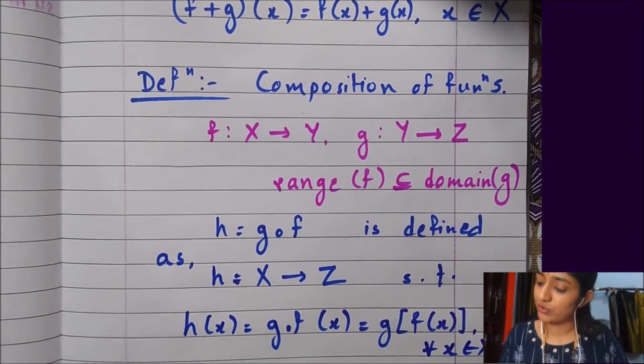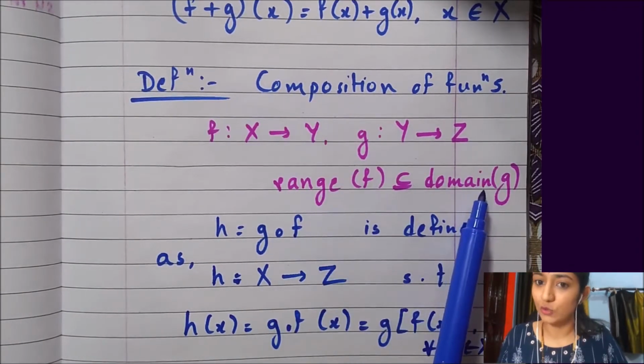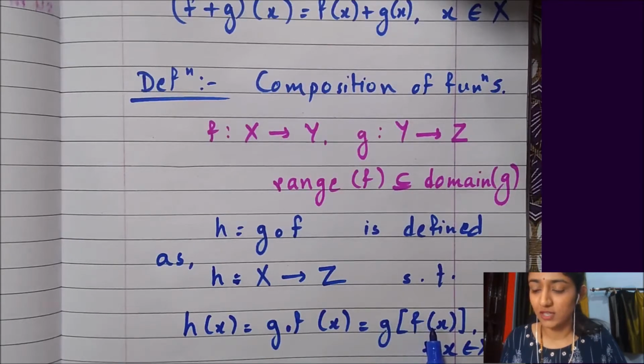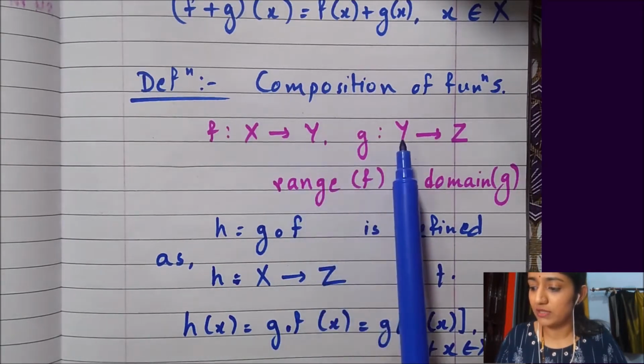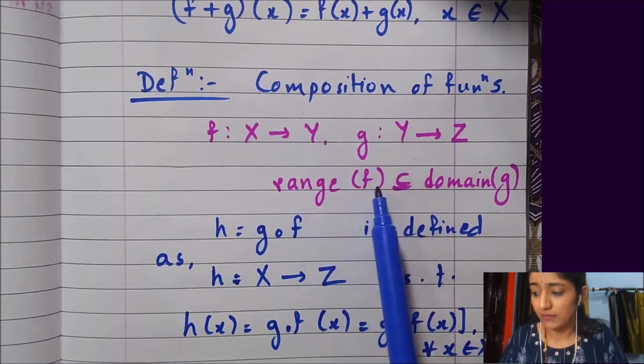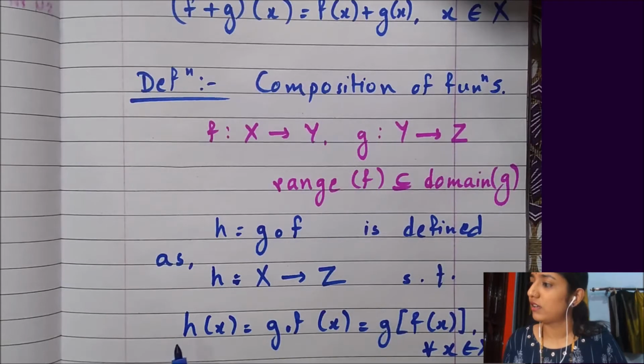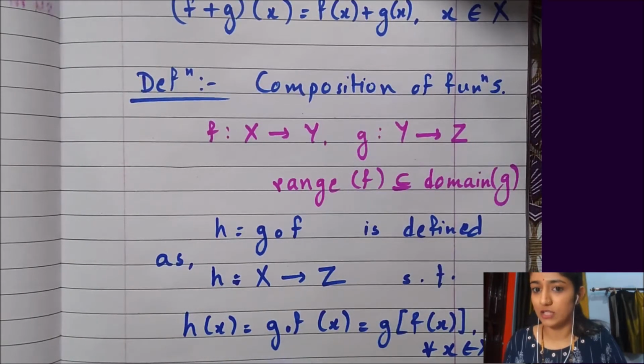Now do you see why the range had to be inside the domain of g? Because this will be from the range, and for g to work on this element, this has to be in the domain. So the range of f has to be inside the domain of g. So this is the composite function. h is the composite function, or g circle f is the composite function.